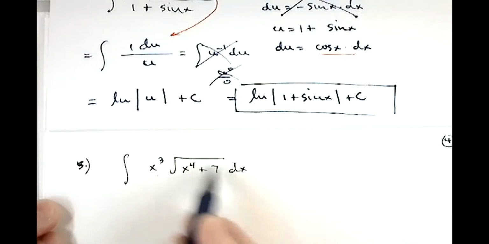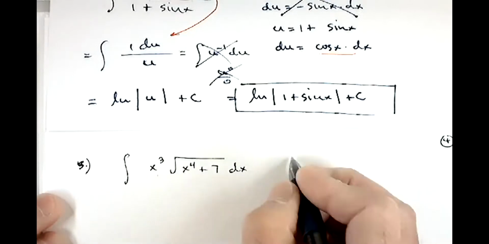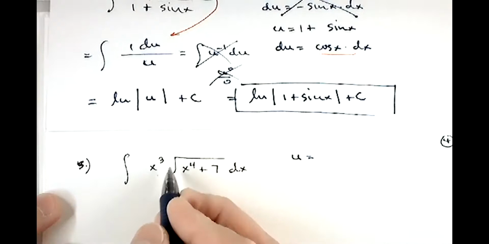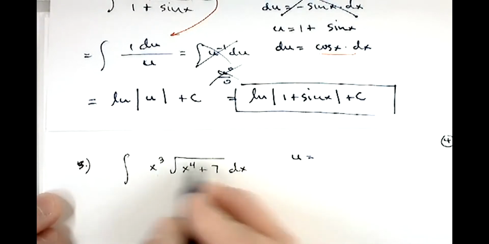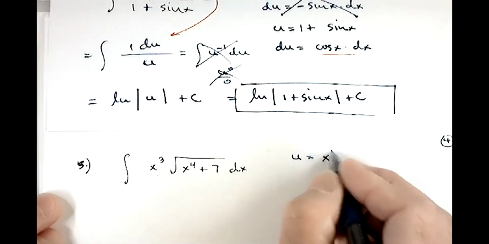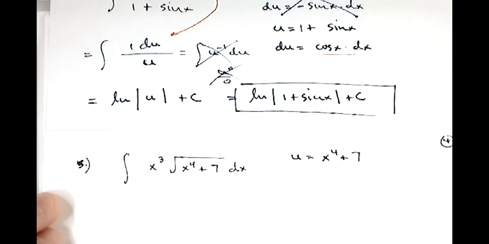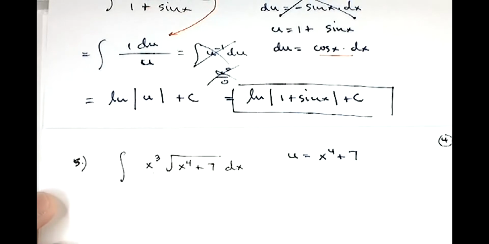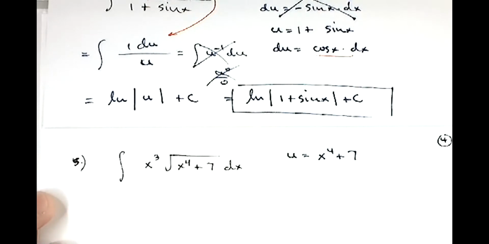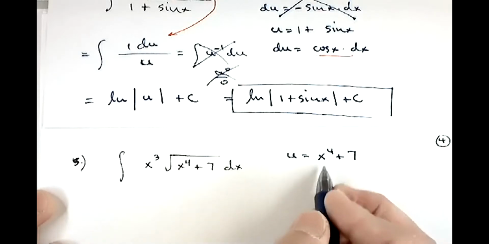And other good suggestions for what I should let u equal are things in parentheses. And I would argue it's under a square root, which means it's really raised to the 1/2. Things in parentheses are often the correct choice for u. I think I mentioned this before, but unlike last quarter with derivatives, things are less clear cut. I can't give you things that will always work with antiderivatives. I can give you more suggestions, things that you might try. If that doesn't work, try this. It's not as clear cut.